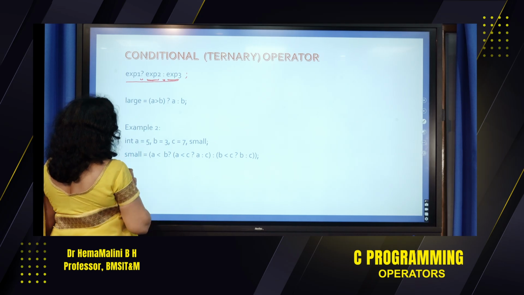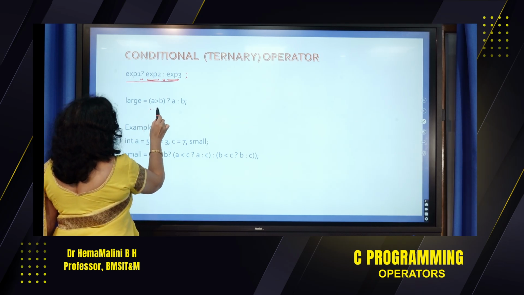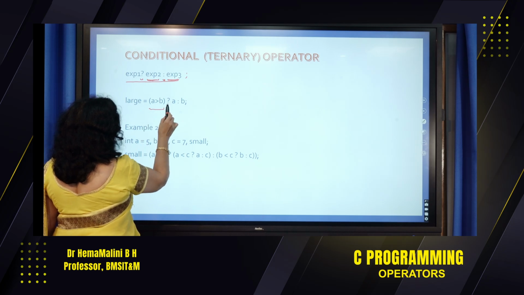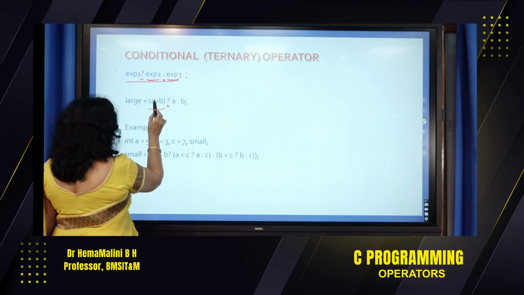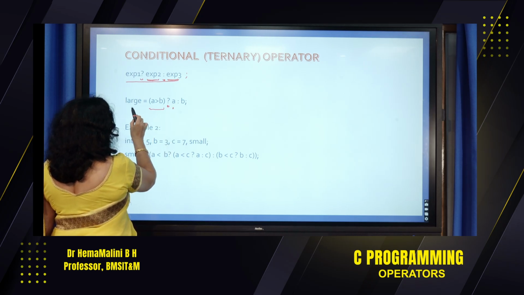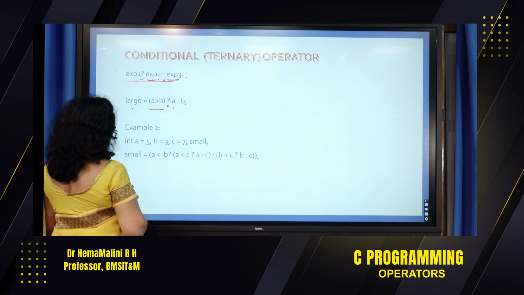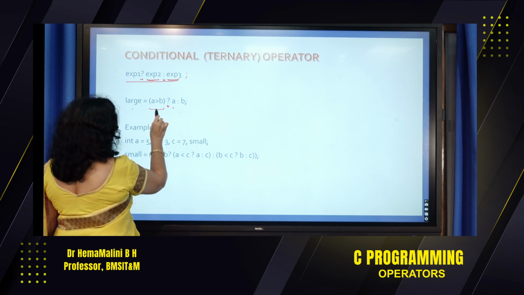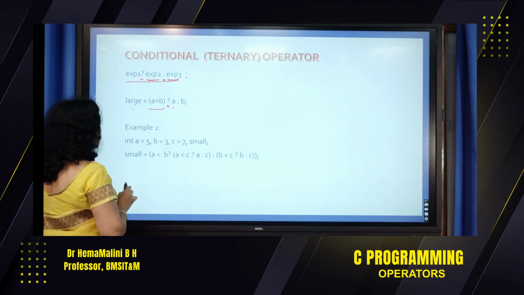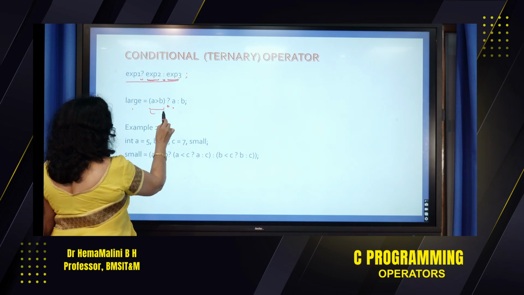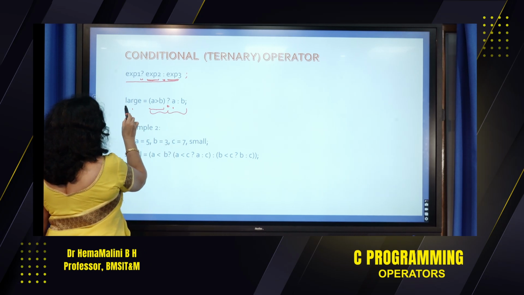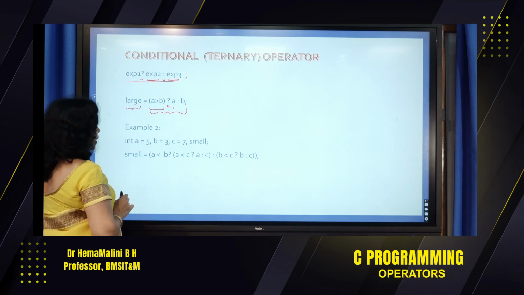So let's take an example. a greater than b. So we are going to check if a is greater than b. There is a question mark. If this condition is true, the value in a is assigned to the variable large. If this condition is false, the value in b is assigned to large. So whatever is the evaluation of this ternary operator, that result is stored in this variable large.